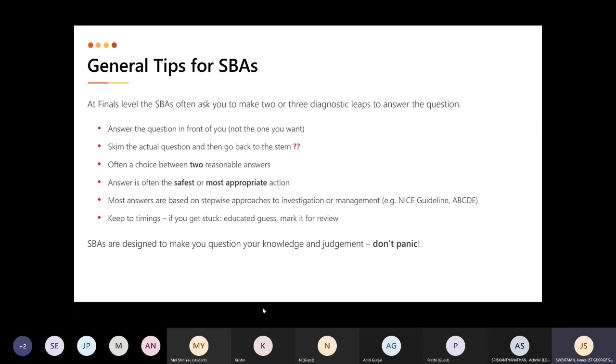And the last piece of advice is, if you're in an SBA or finals exam and you feel like you're questioning everything you know about medicine, that is completely normal. That is what the questions are designed to make you do. You just need to take a deep breath, remember how much you prepared for the finals, how much you know. This is a culmination of 4, 5, 6 years of training. You know the answer, don't panic, just think it through logically.